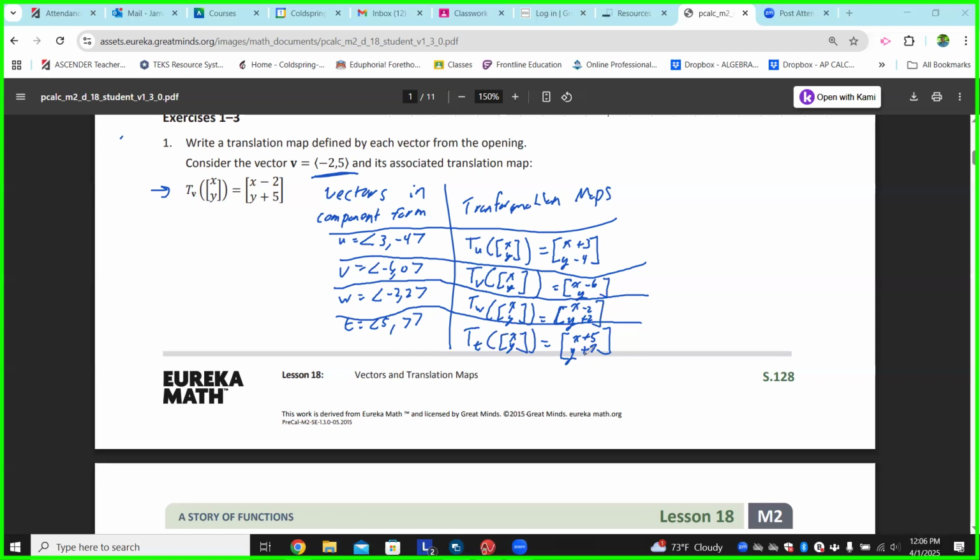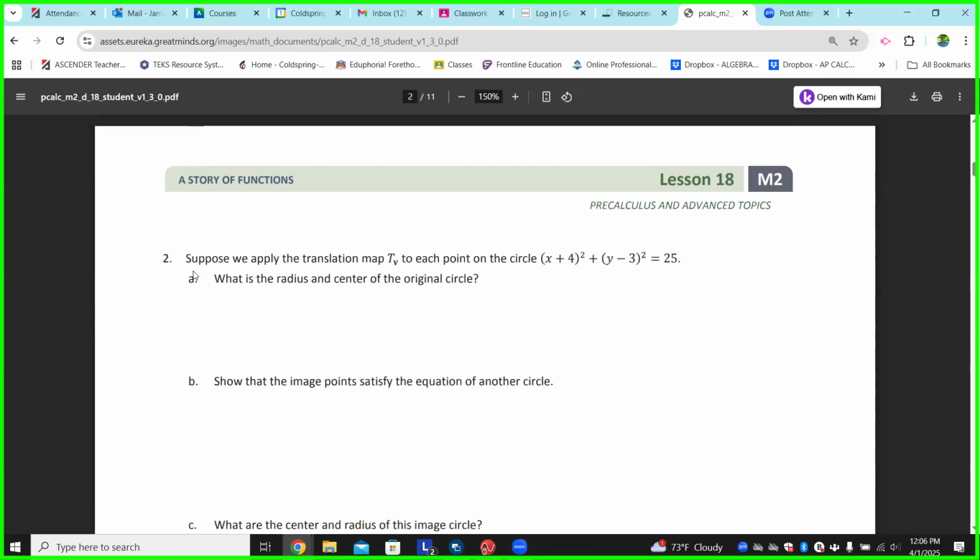All right, so now that we understand the notation, how to read the notation, let's actually move a two-dimensional object in space, and we're going to move it. We'll start off with something simple. We'll move a circle. Let's look at number 2.